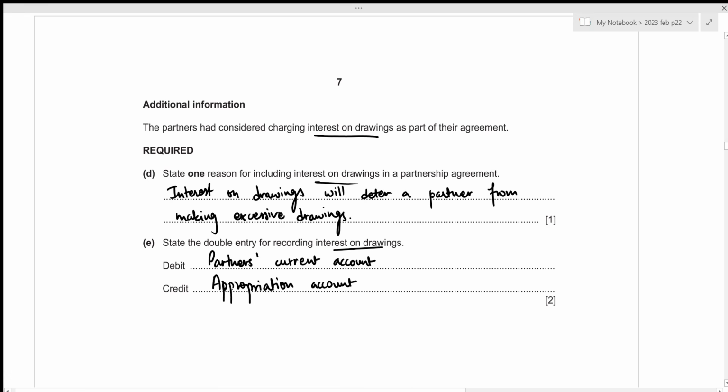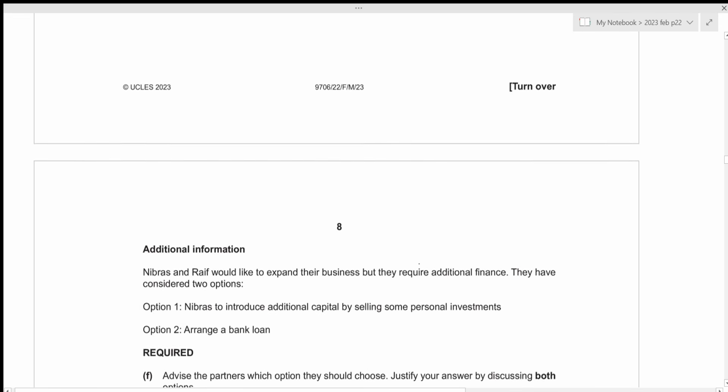This is because we'll be subtracting the interest on drawings, or adding it as part of the losses, on the debit side in the partners' current account. So that's a negative amount. And in the appropriation account, we will be adding the interest on drawings because it is being received by the partnership, which acts as a positive. All right, this concludes the fifth part as well. Let's move towards the sixth one.